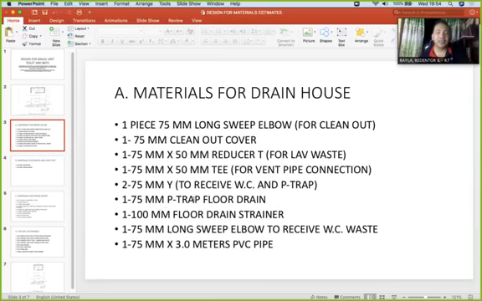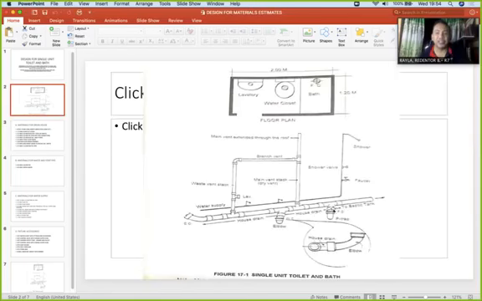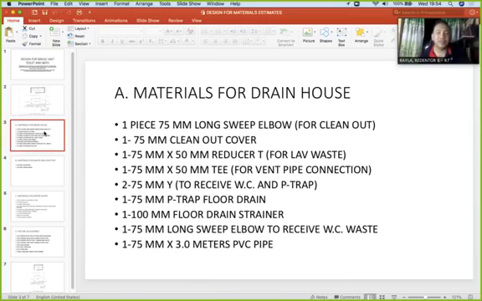You have a 75 mm P-trap for the floor drain. Now, where is the floor drain? So this one. 75 mm P-trap. If you avoid the P-trap, the tendency will be backflow. Foul smell will come out of the floor drain because there is no P-trap.